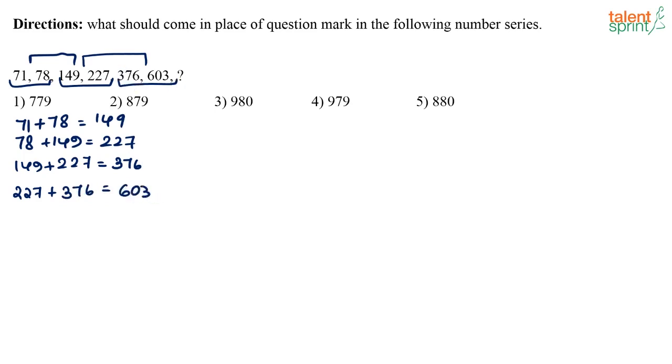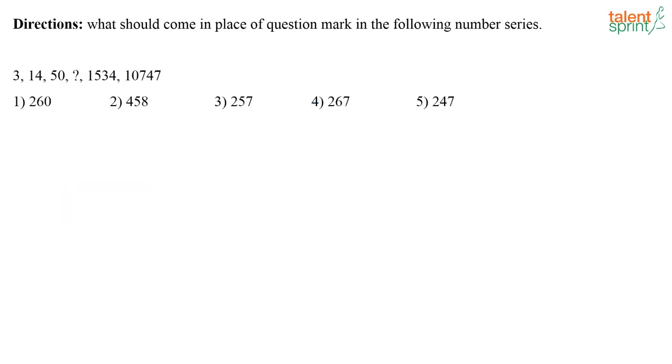So what will be the last answer that you are looking for? 376 plus 603, which is equal to 979. Correct answer is option 4. Yes, you have to add the two adjacent numbers to get the next number. Next one: 3, 14, 50, question mark, 1534, 10747. So how would you solve this?